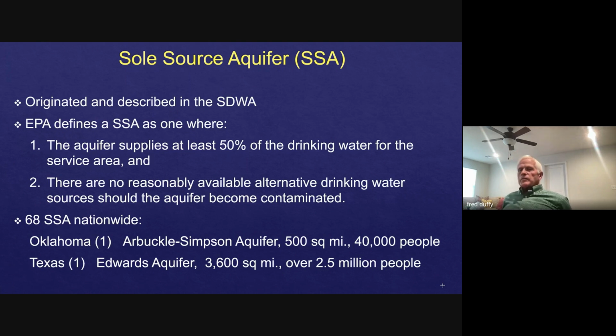Now you may say, well, what are the implications of this? Well, when you have a sole source aquifer, that could affect the land use above the aquifer. It might curtail construction.